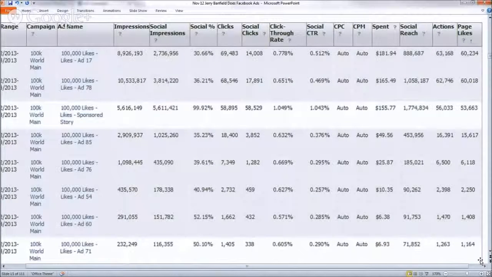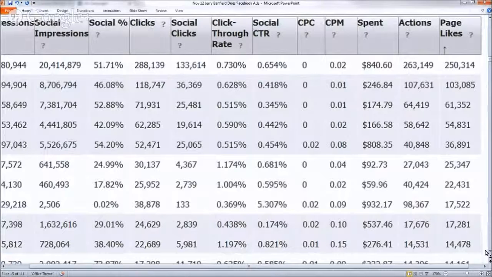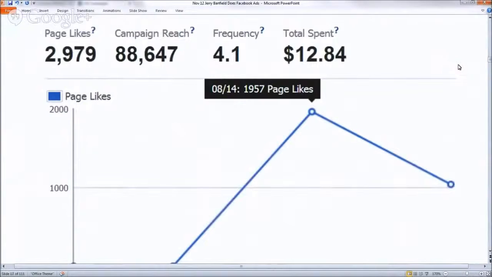If you want bigger stats, $181 spent for 60,000 page likes. $165 spent for 60,000 page likes. $155 spent for 53,000 page likes. I'm going to show you exactly how to do this for yourself, regardless of what kind of page you have. If you want to spend $840 and get 250,000 Facebook likes out of it, or get people to your website, or anything else you want people to notice online, here's how to do it.